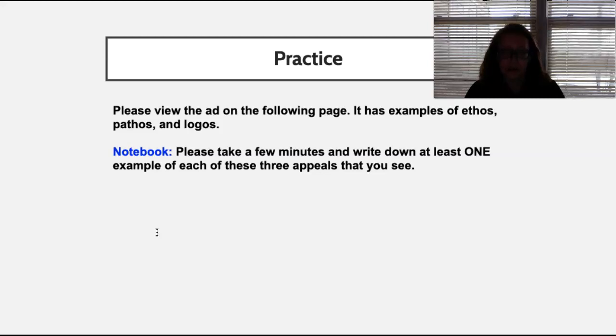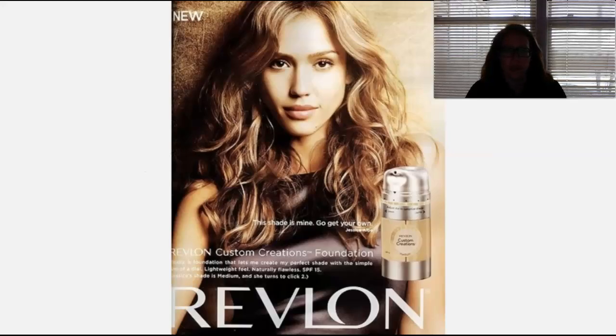In your notebook, I'm going to kind of read through it, and then I want you to take a few minutes and write down at least one thing that you notice for each of the appeals. So one thing you notice is ethos, one that's pathos, one that's logos. So here is the ad.